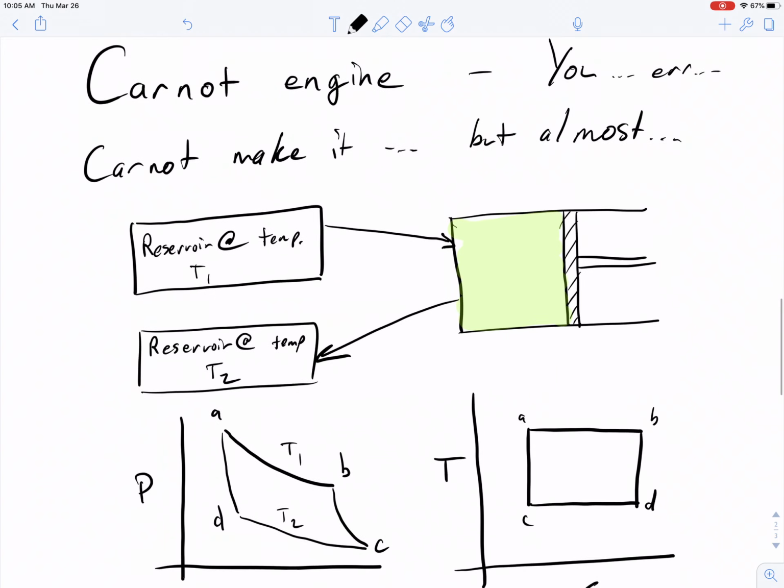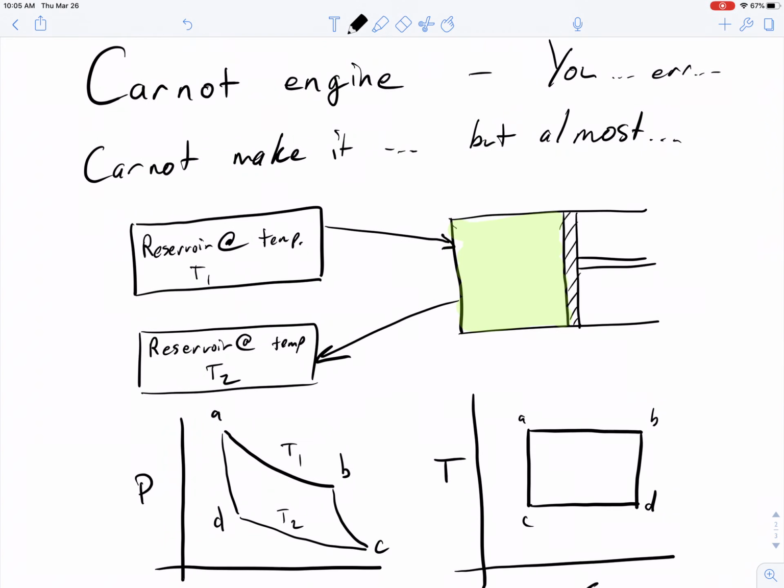Earlier we talked about a theoretical engine that would have the maximum possible efficiency. Here is a pragmatic approach to designing a theoretical engine that's based on a frictionless piston and a working fluid that exchanges heat with two thermal reservoirs.